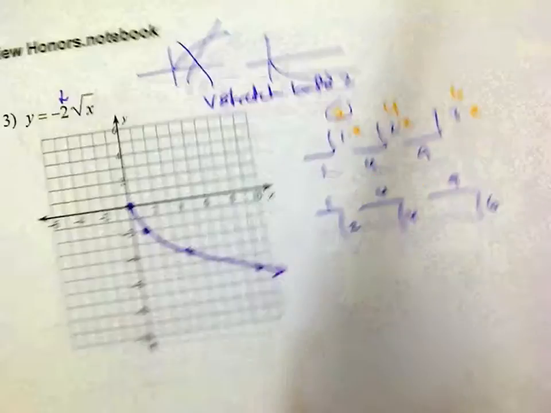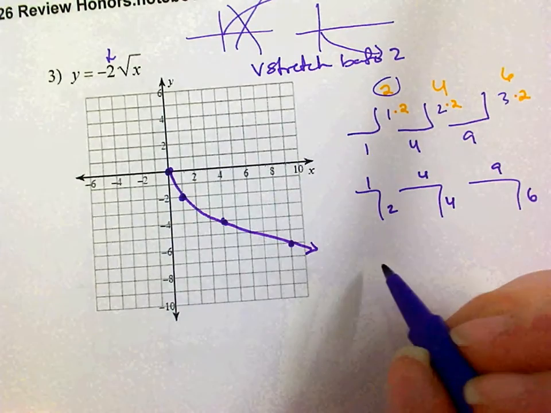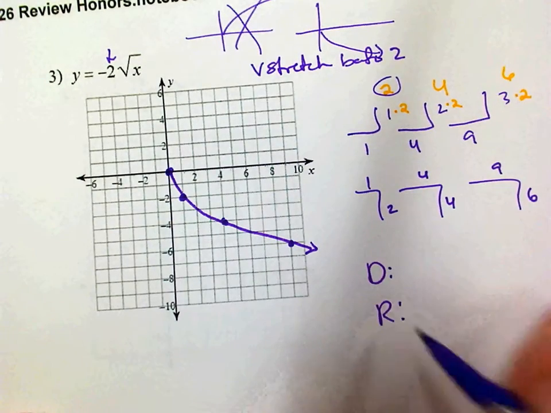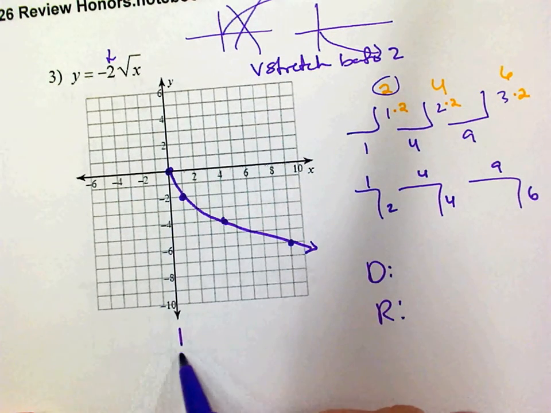Okay? So then domain and range. Domain is left and right, so the farthest to the left it goes is 0, the farthest to the right it goes is infinity.